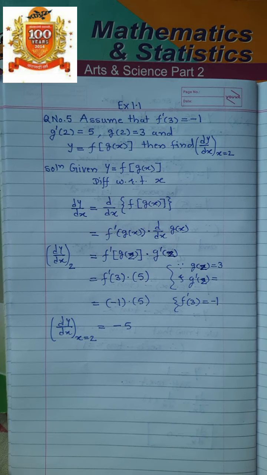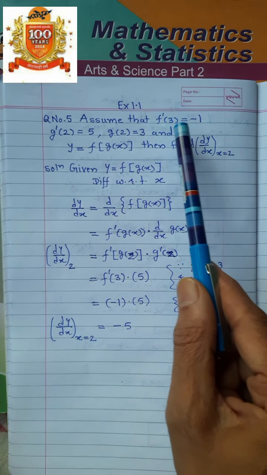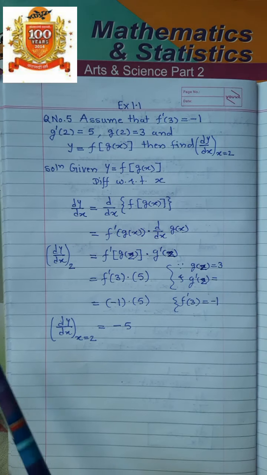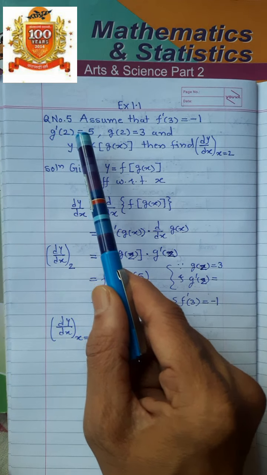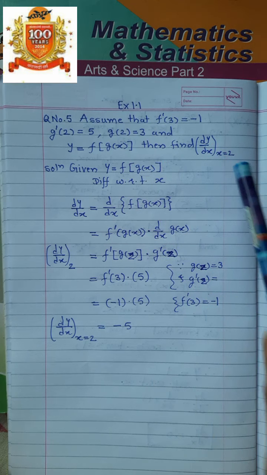Good morning, students. Let us see some more questions in exercise 1.1, question number 5. Assume that f'(3) is equal to -1, g'(2) is equal to 5, g(2) is equal to 3, and y is equal to f(g(x)). Then find dy/dx at x equal to 2.